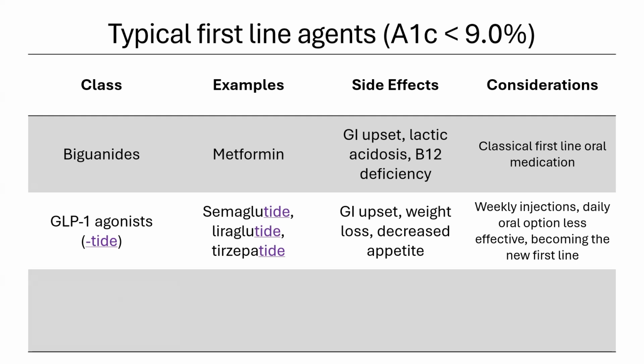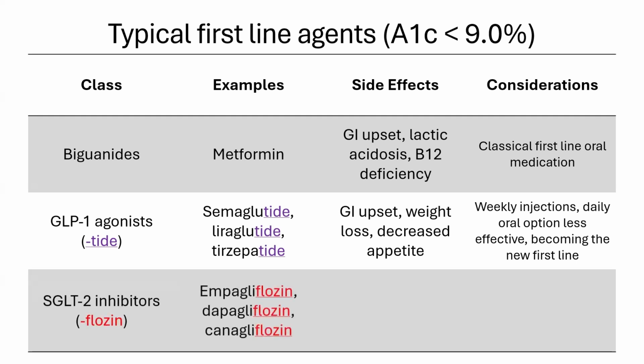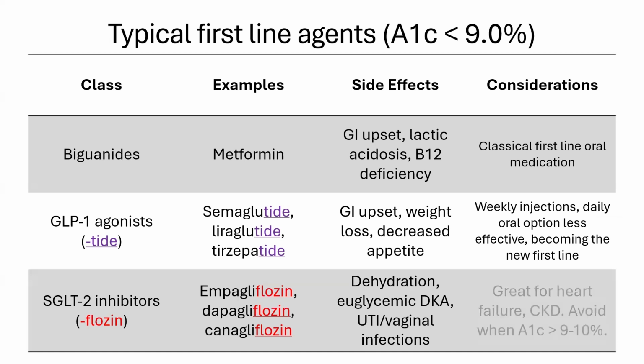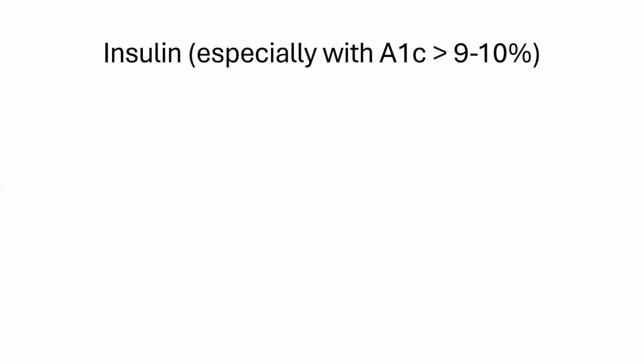Finally, the third first-line agent would be SGLT2 inhibitors. These would include empagliflozin, dapagliflozin, and canagliflozin. These are diuretics that cause you to put out more glucose into your urine. So as a result, you may have dehydration. They are also rarely associated with euglycemic diabetic ketoacidosis, and they do put you at slightly higher risk of UTI or vaginal infections. Now, these are great for heart failure and for kidney disease, but you should avoid them if someone's A1C is greater than 9 to 10%, because this puts them at much higher risk of UTI and vaginal infections.